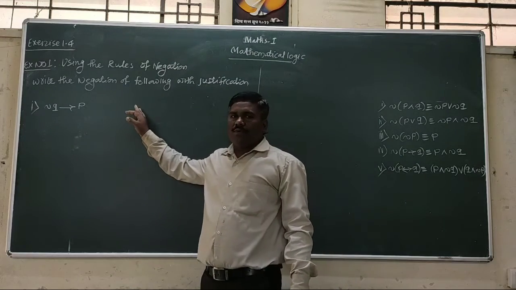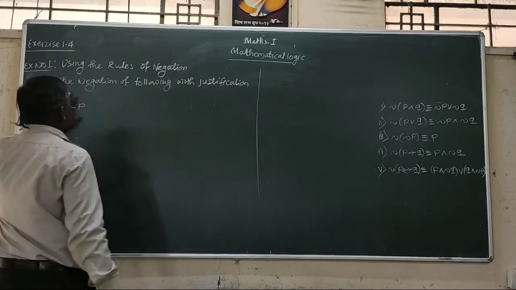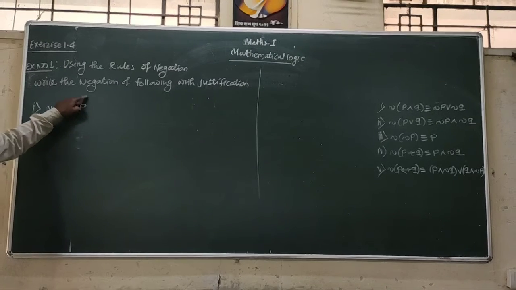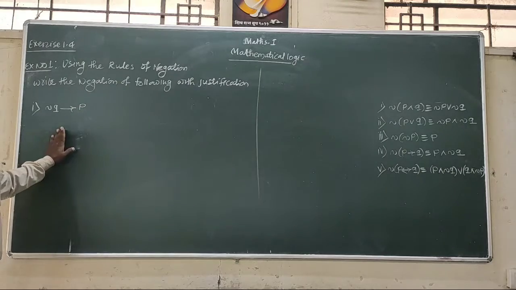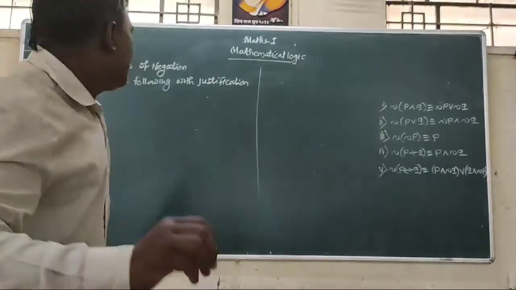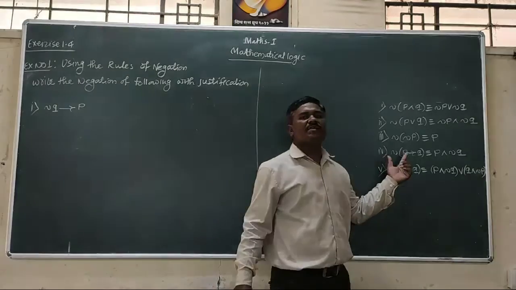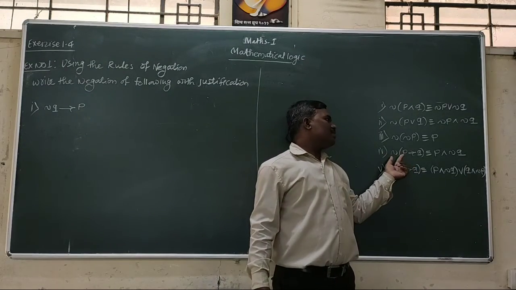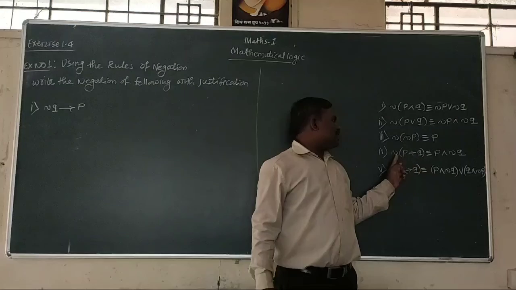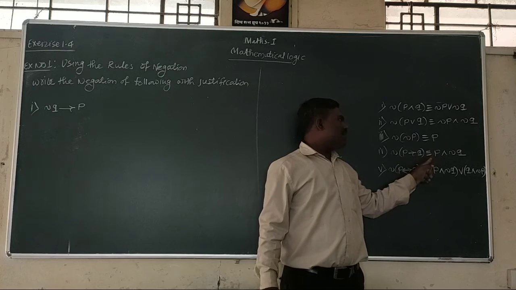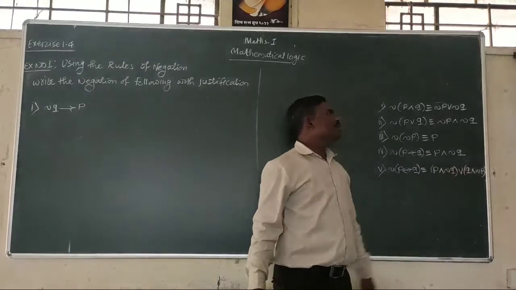In exercise 1.4, example number first is: using the rules of negation, write the negation of the following with justification. The first example is negation of q implies p. Write the negation of this compound statement. Therefore, here negation of q implies p is given, so I have to use the negation of the conditional statement. The rule of the negation of the conditional statement is: negation of in bracket p implies q is equivalent to p conjunction negation of q.